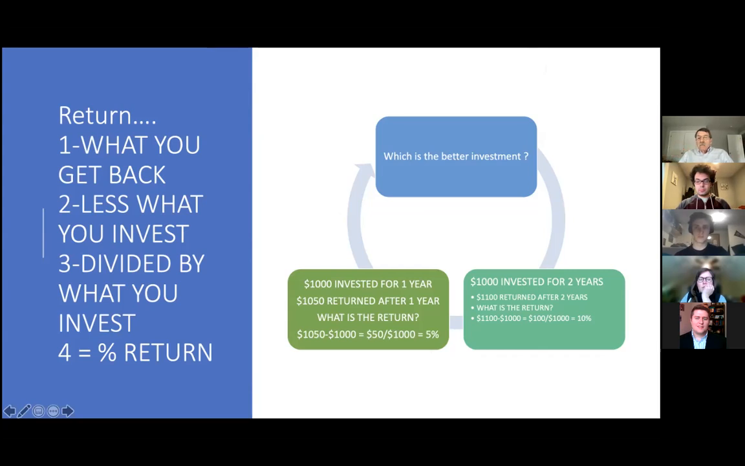The alternative there is $1,000 invested for 2 years, and at the end of 2 years, you get $1,100. What is the return? The return over the 2-year period is 1,100 minus 1,000 is 100, divided by 1,000 is 10%. Now that's a 2-year return versus a 1-year return, but it's just to give you a concept of what return looks like. And no matter how complicated the investment, the formula for calculating your return on investment is what you get less what you paid divided by what you paid.